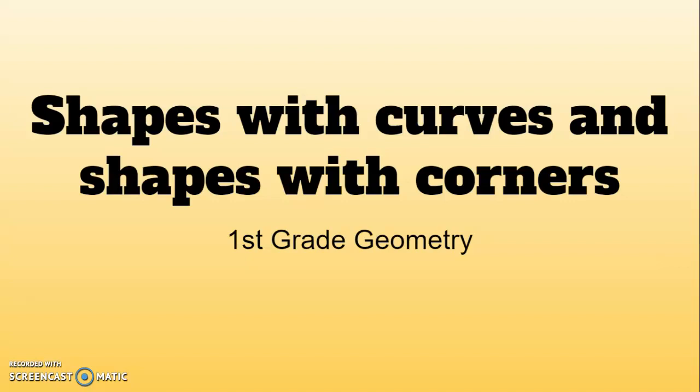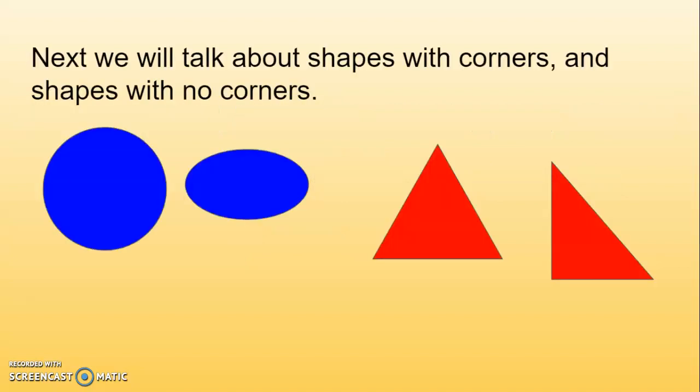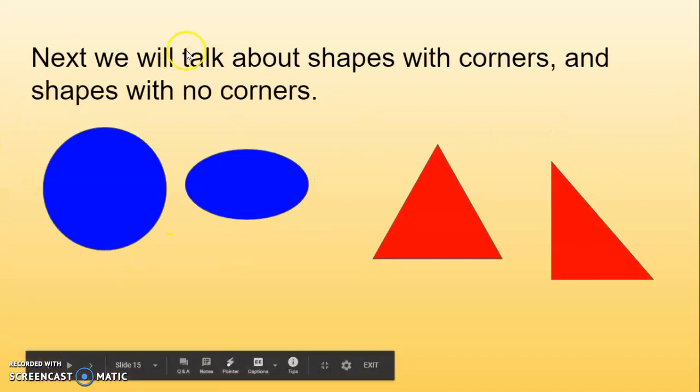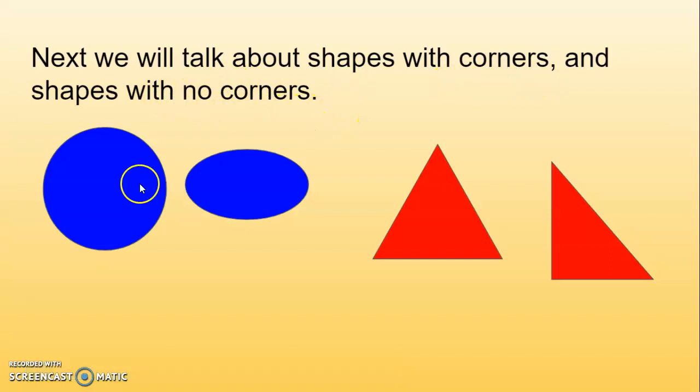Now let's talk about shapes with curves and shapes with corners. Next we will talk about shapes with corners and shapes with no corners. A shape with no corners is called a curve. It has a curve. A circle is a curve. An oval is a curve.